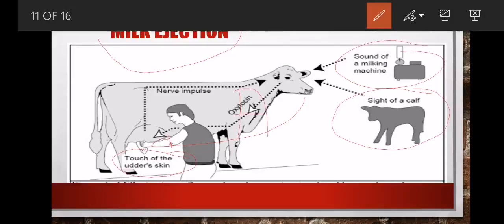So when you read the question, check whether they want those that they talk about in the diagram or the scenario, or they want any. If they want any, you can say massage the cow's udder, and also wash the udder. So it's very important for you to master that one.